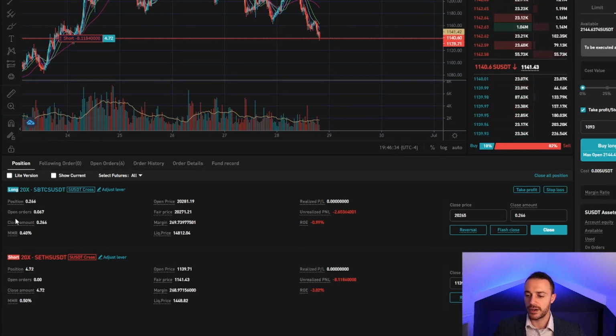As you can see, the Ethereum short is filled, currently down 2.8% already, which is around $6.30 right now. All right, so that's how you enter on a flash short, right? Just a market order short.